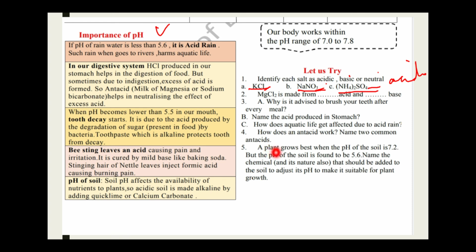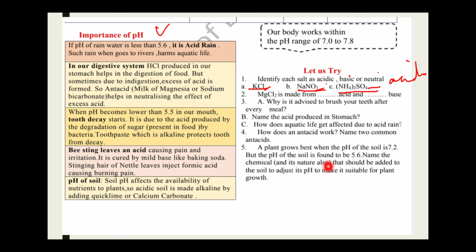Okay, another: a plant grows best when the pH of the soil is 7.2. 7.2 is what? Basic, slightly basic. But the pH of the soil is found to be 5.6. It is acidic. हमें क्या मिल रहा है? एसिडिक सॉइल मिल रही है, बट प्लांट्स कैसे उगते हैं? 7.2 pH की सॉइल पर. 7.2 pH होनी चाहिए सॉइल की. एक प्लांट है, उसके बारे में बताया हुआ है.